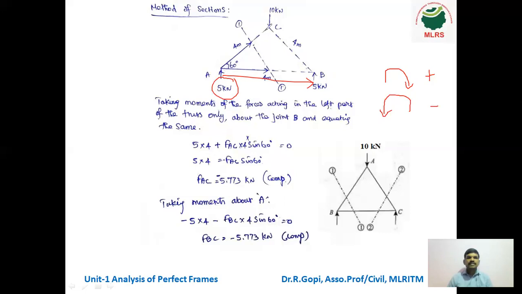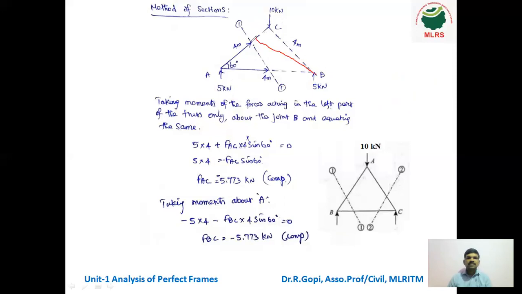For AC, FAC into what is the perpendicular distance? How to calculate the perpendicular distance? This is not the perpendicular distance, this is 60 degree, not 90 degree. If this were 90 degree, we would take 4 meter directly. But this is not 90 degree, so we have to take a 90 degree like this. Force into perpendicular distance is the moment.